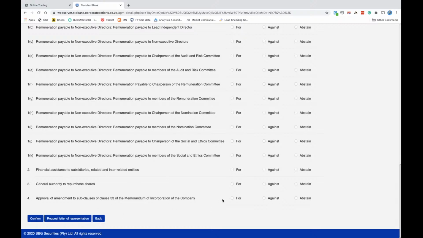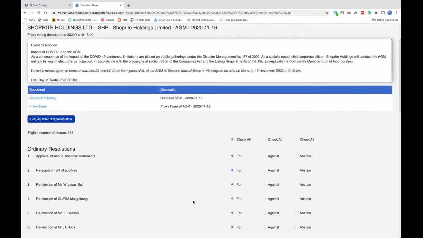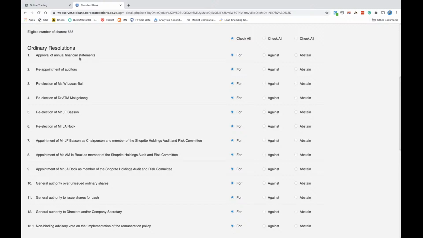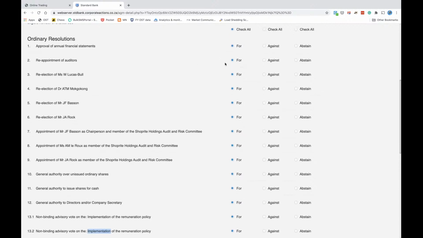There's a request for a letter of representation. So typically, I'm in favor of voting for most. Then I'll run through. The annual financial statements I was happy with. Auditors, I vote against. Here's why. Quite simple. I only vote in favor of auditors if there is an auditor rotation policy at the company, where they have a stated policy where auditors are rotated on a 5 or in some cases a 10-year basis. If they don't have a stated policy of rotating auditors, I vote against the auditors just as a matter of principle. So re-election, Wendy Lucas-Bull, yes, Mahing, yes, Basson, yes, Rock, yes, Basson as chairman of risk, LaRue, Shaw, Rock as risk, yes.